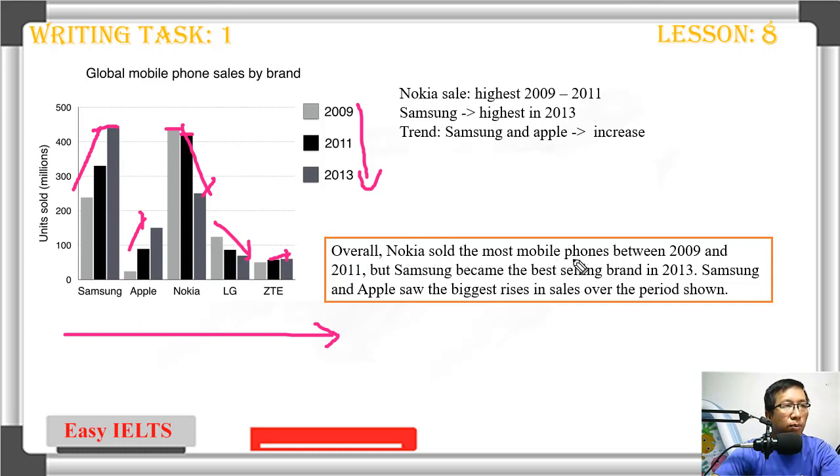Now we go into writing. Overall, Samsung sold the most mobile phones between 2009 and 2011, but Samsung became the best-selling brand in 2013. Samsung and Apple saw the biggest rise in sales over the period. So this is the overview.